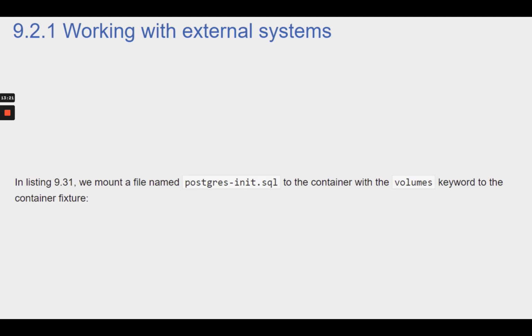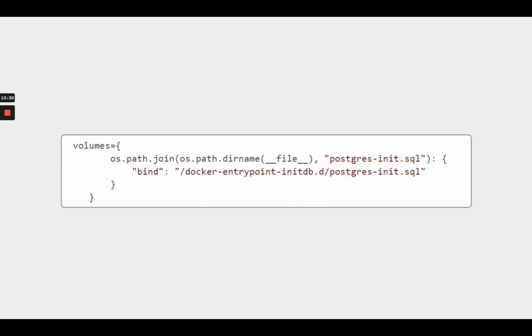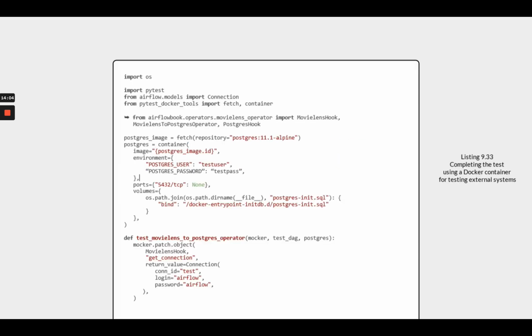In listing 9.31, we mount a file named postgres-init.sql to the container with the volumes keyword to the container fixture. We provide a dict where the keys show the absolute location on the host system. In this case, we saved a file named postgres-init.sql in the same directory as our test script, so this will give us the absolute path to it. The values are also a dict where the key indicates the mount type, bind, and the value the location inside the container, which should be /docker-entrypoint-initdb.d in order to run the *.sql script at boot time of the container.